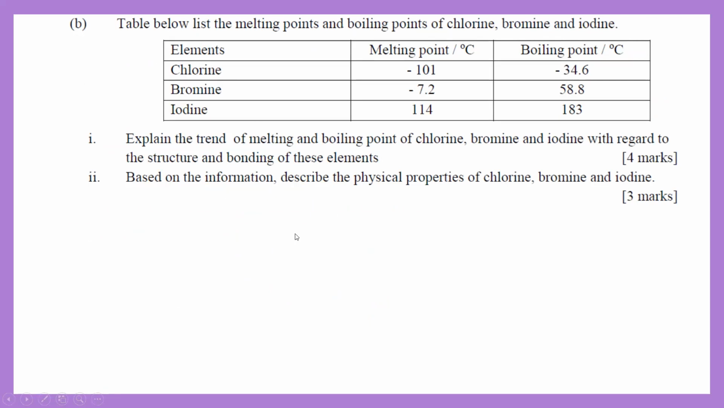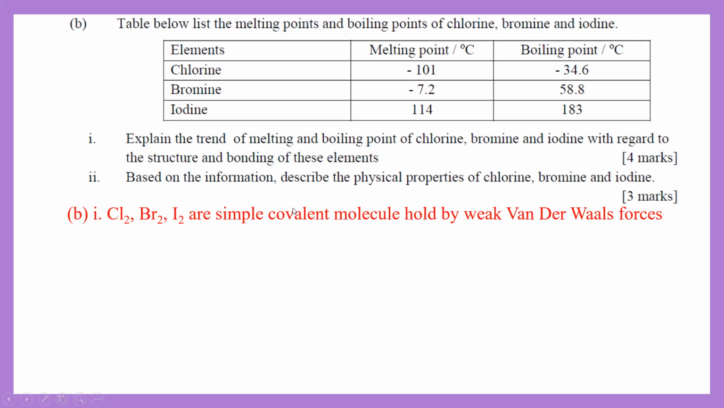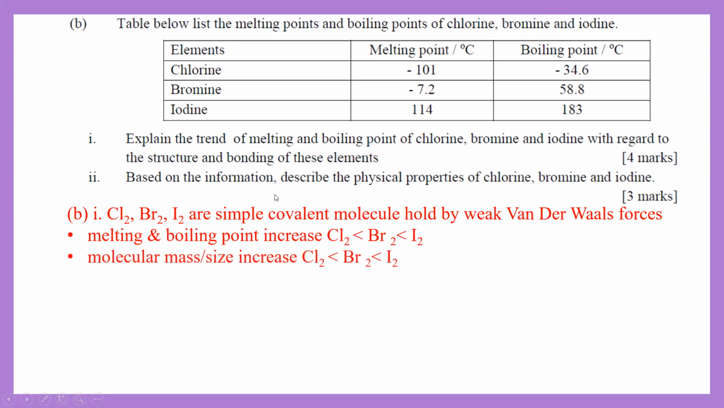In here, you have to first mention, if possible, write out the formula. And you should also add that chlorine, bromine, and iodine are diatomic molecules naturally. They are all simple covalent molecules held by weak van der Waals forces. The melting point and boiling point increase from chlorine to iodine as the molecular mass or molecular size increases, therefore increasing the strength of the weak van der Waals forces. So that is how you are going to explain the trend of the melting point and boiling point.